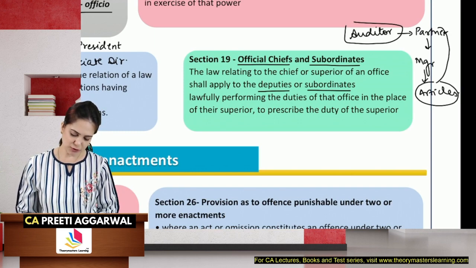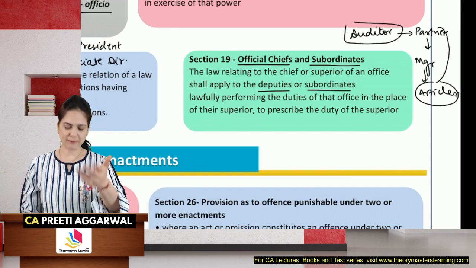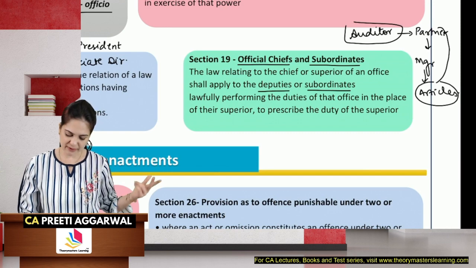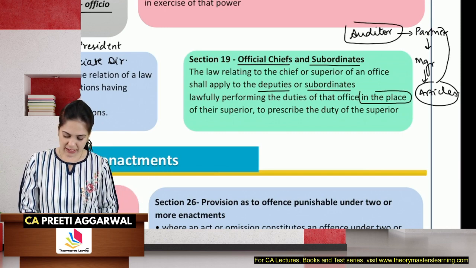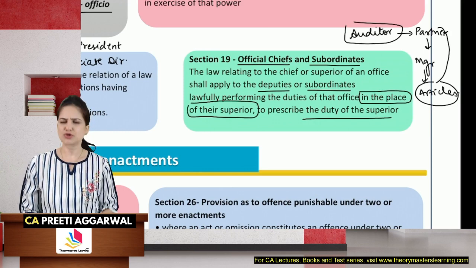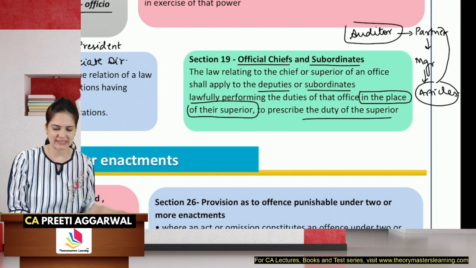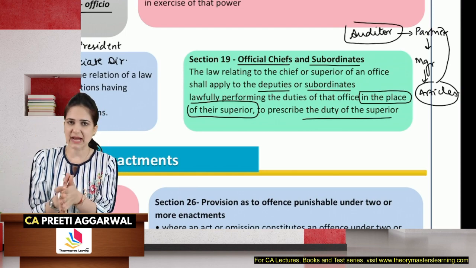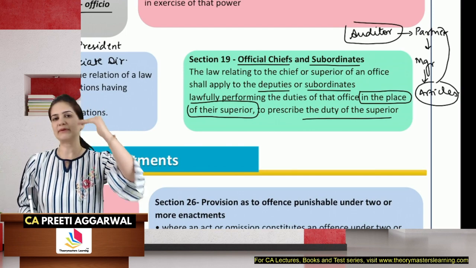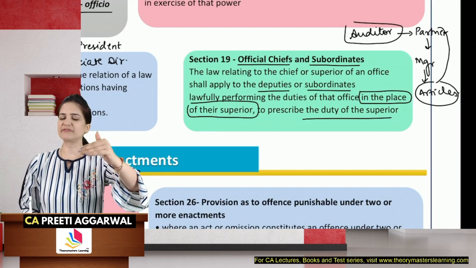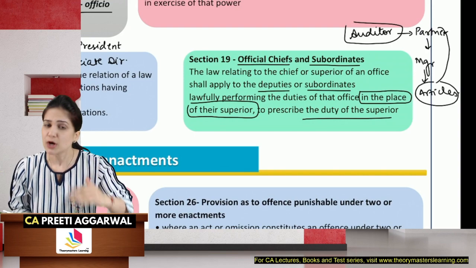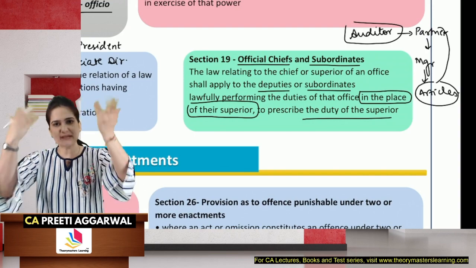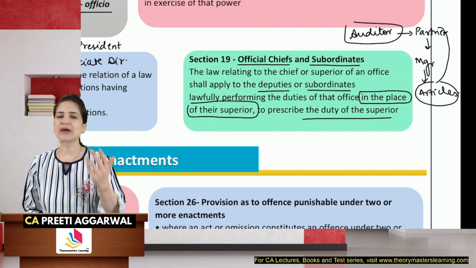So the law relating to chief or superior shall also apply to deputies or subordinates lawfully performing the duties of that office in place of, so this is very important, in the place of their superior. They have only used confusing sentences. You can write it in your own words, saying that the duties which are applicable to the superior will also apply to the subordinate who is performing those duties in place of the superior. That is what happens in the organization.